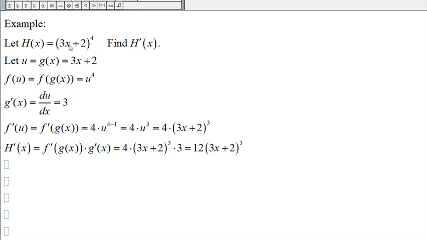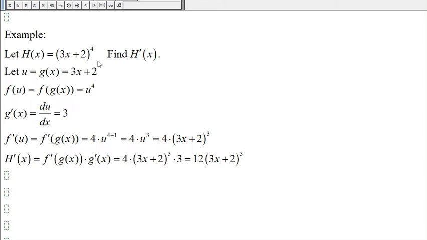Another way to find the derivative of h is this. We can multiply this out, but it's going to take some work. 3x plus 2 to the fourth means 3x plus 2 times itself 4 times. We can multiply it out, and then find the derivative, and we'll get the same answer. And so for large exponents, the chain rule is the fastest route to get to the derivative.